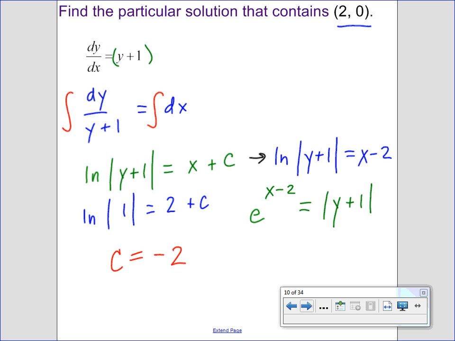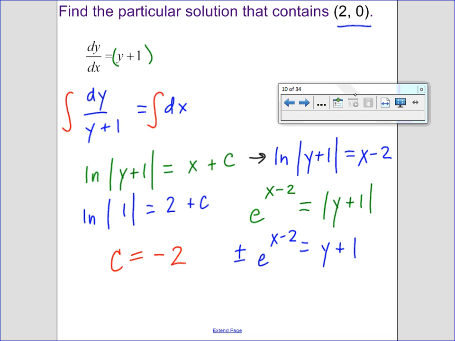That means that plus and minus e to the x minus 2 equals y plus 1, except we already used our initial condition. So I don't think we need the bars here because when x is 2, y equals 0, and that was positive, and so my input was positive, therefore I don't think I need the plus and minus. In either case, we can group this e to the negative 2, right? Isn't that the same as 1 over e squared? Right, 1 over e squared times e to the x.